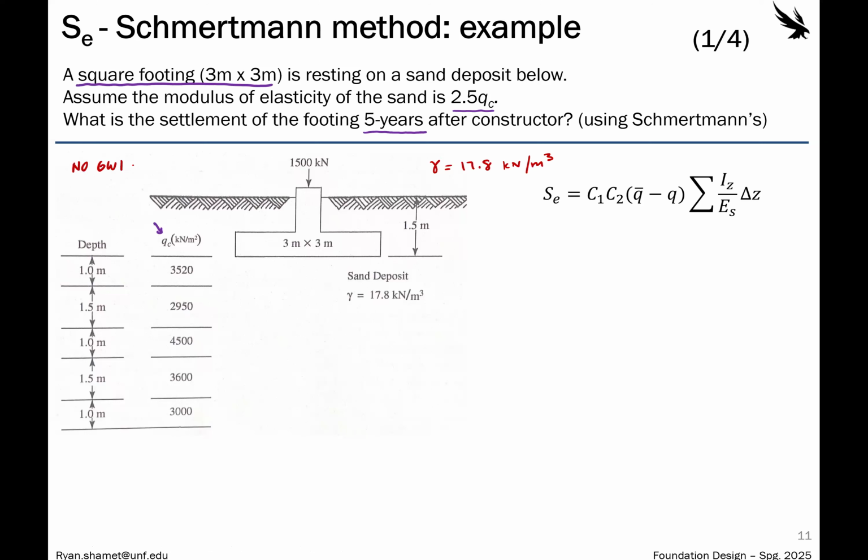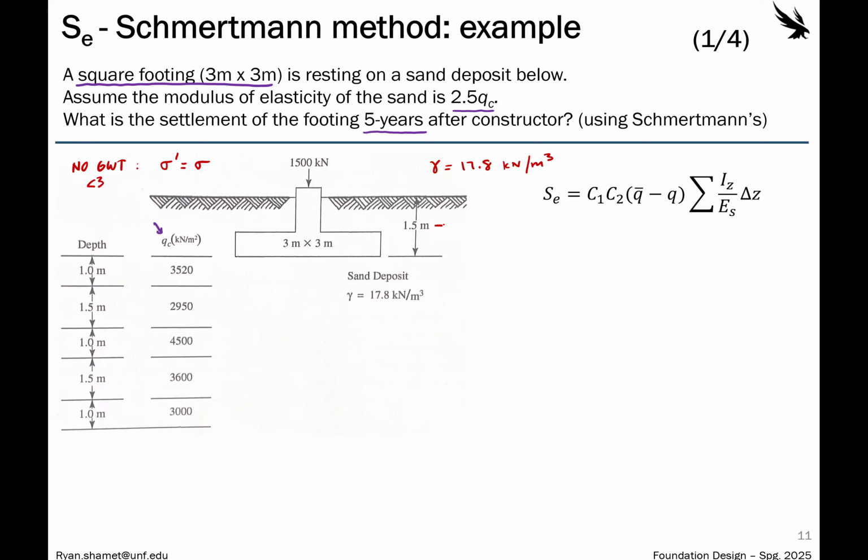So for this, since there's no groundwater table, this means our effective stress is just going to be equal to our total stress. So we don't have to worry about pore water pressure at all. So all of our stresses are going to be effective. We don't have to worry about submerged density, any of that stuff. That makes it nice and easy.